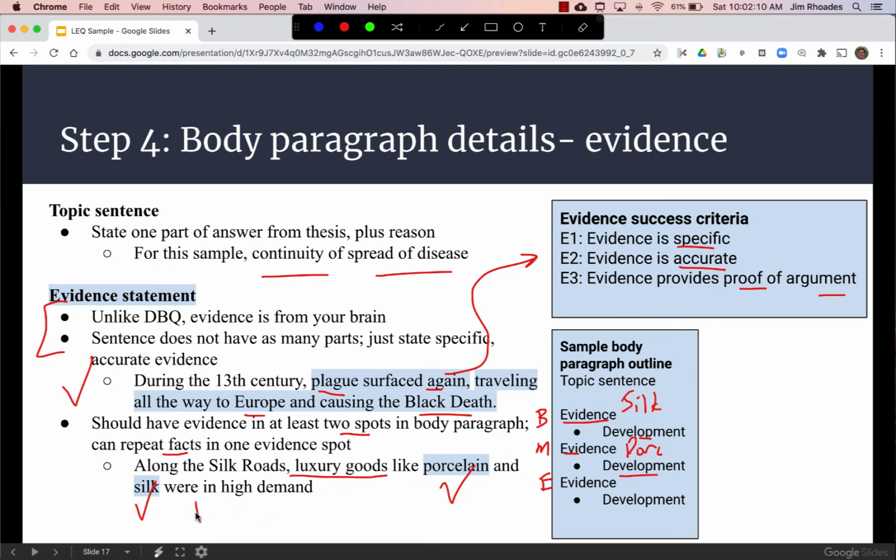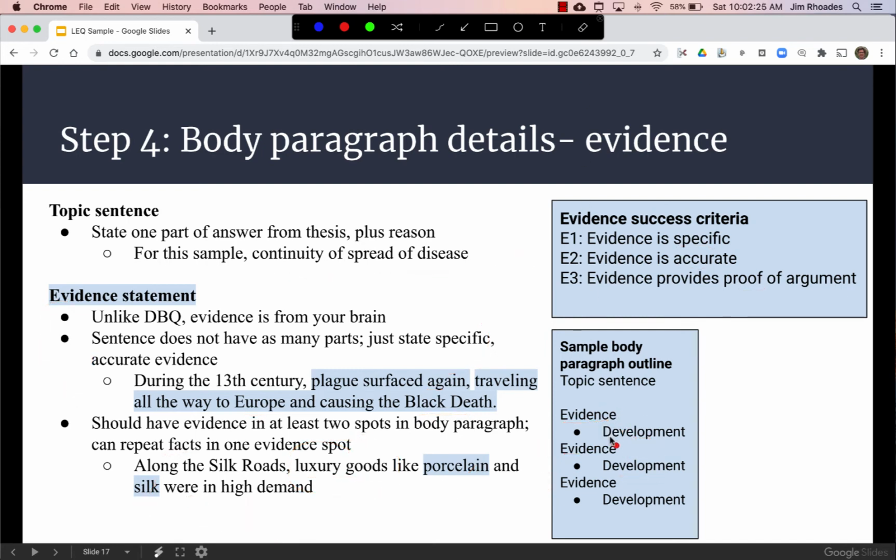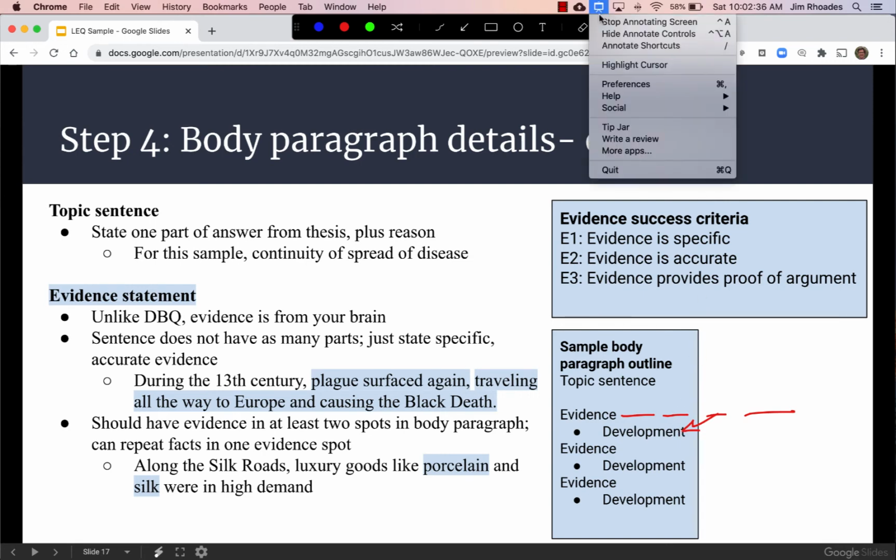So I could repeat that, and then I just have my 1 development underneath that to explain this idea of luxury goods. So you can kind of clump things together, and sometimes there's a lot of clumping that happens. And if you have fewer times in your body paragraph when there is evidence, that's actually okay as long as you have evidence, evidence, evidence, evidence, and then here's my development. You could do it that way. It just needs to be more than just an SAQ.